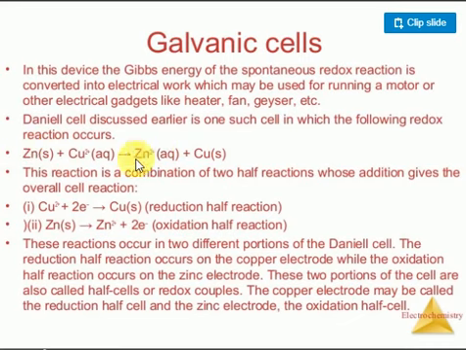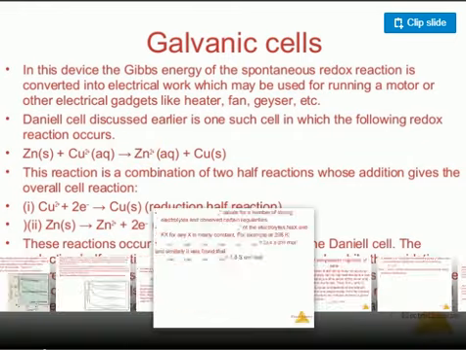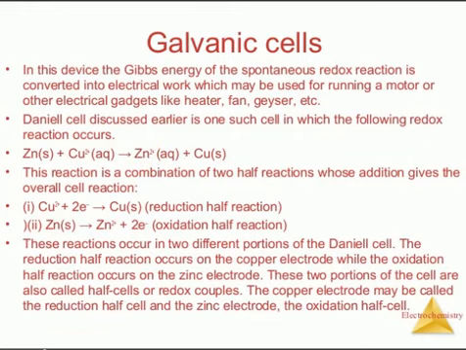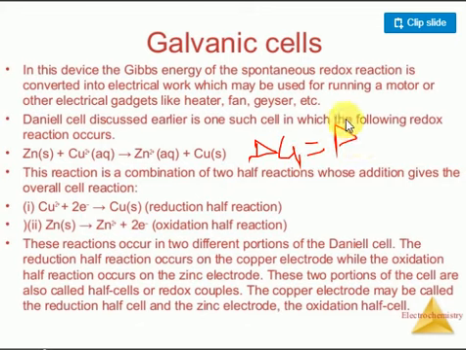So work is done. Work means, you remember, delta G is equal to delta H minus T delta S, the Gibbs free energy formula. So here also some work is generated. How will we calculate this work?